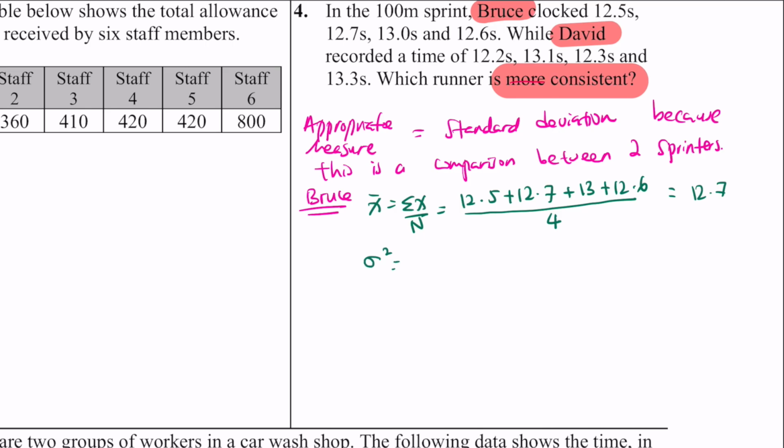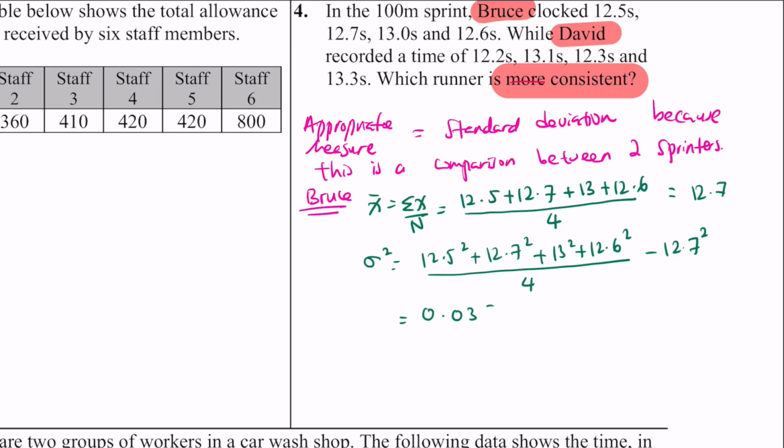I'm afraid that later you will do a silly mistake, a careless mistake. So we calculate one by one. So the variance: 12.5 squared plus 12.7 squared plus 13 squared plus 12.6 squared divided by 4 minus the mean squared. So press your calculator carefully and you will get 0.035. This is the value of the variance. So for standard deviation, just square root the variance, so you will get 0.1871. So this is the standard deviation of Bruce.